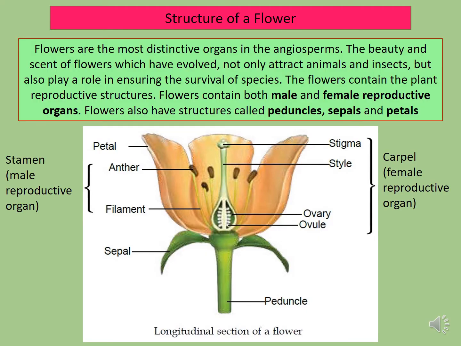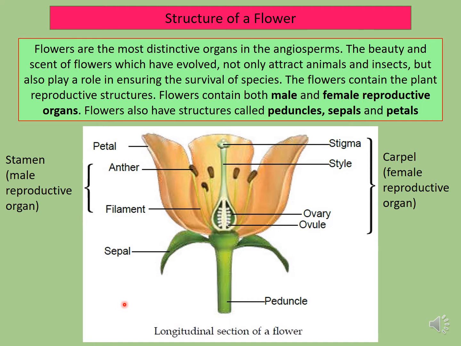Structure of a flower. Flowers are the most distinctive organs in the angiosperms. The beauty and scents of flowers, which have evolved, not only attract animals and insects, but also play a role in ensuring the survival of species. The flower contains the plant's reproductive structure. Flowers contain both male and female reproductive organs. Flowers also have structures called peduncles, sepals, and petals.